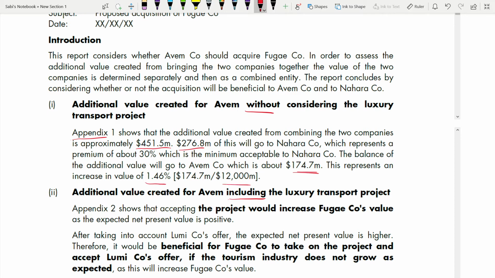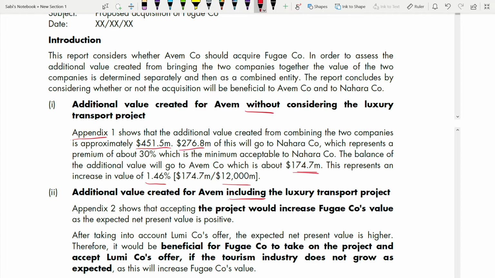12,000 because the value of Avem is 12,000. So out of that total value, the additional value that went to Avem is 174.7, which is only 1.46%. Okay, so the increase in value is 1.46%.